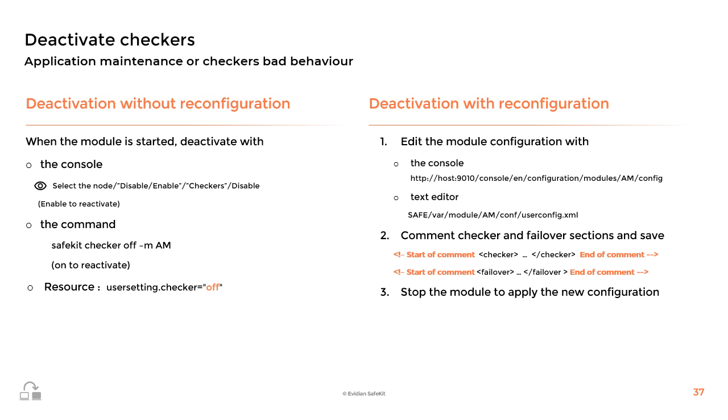For this, you can edit userconfig.xml either with the console or directly on the node. You can comment out the checker section and the failover section if it exists. Note that there should be no comments included within these comments. Then, you need to stop the module, distribute the userconfig.xml on all nodes, reconfigure the module on all nodes, and then restart the module. All these operations are simpler to perform using the console.